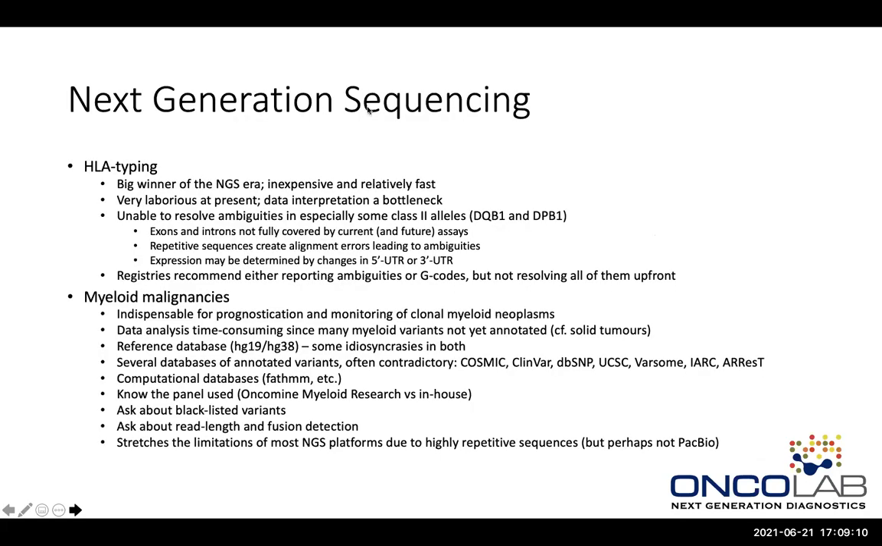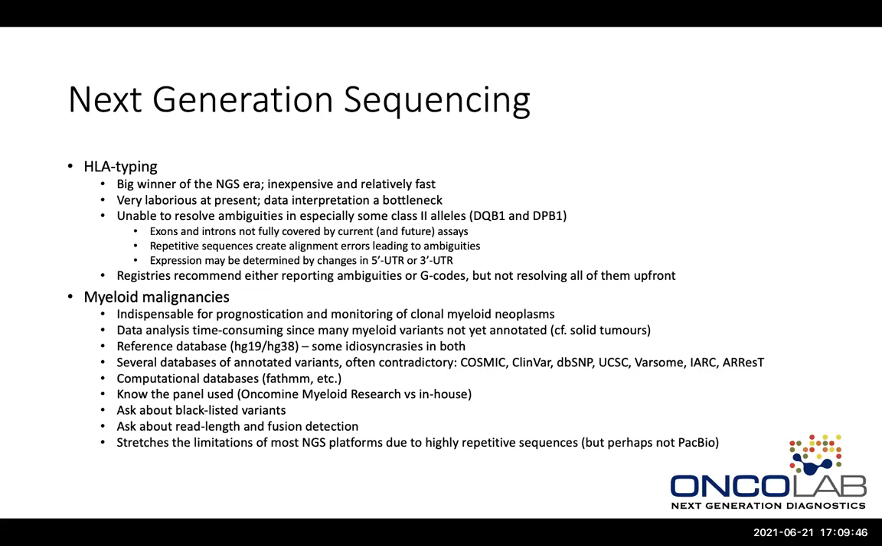All right. Then myeloid malignancies, which is probably our biggest use of our NGS instrumentation. I recently went through our data and we've sequenced about 370 patients in the last couple of years. It's indispensable for prognostication and monitoring of clonal myeloid neoplasms. Here we look for nucleotide and amino acid changes. We don't look for big structural changes or anything like that. So point mutations and short nucleotide polymorphisms.